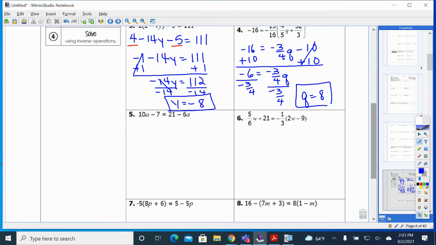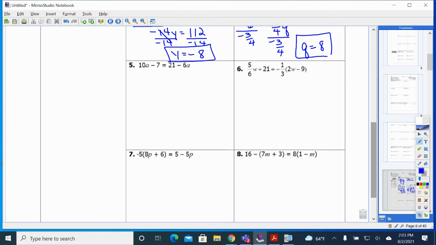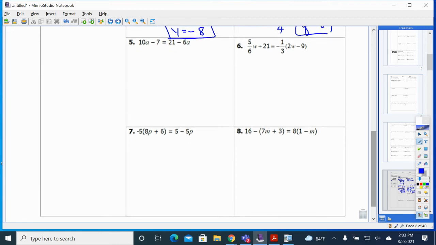Let me jump down to number 8. Jumping down to number 8. First step is to distribute. There is a minus here directly in front of the parentheses, so I would like to remind you to distribute that negative 1. So we have 16, negative 1 times 7m is negative 7m. Negative 1 times positive 3 is a negative 3, equals, distribute the 8, 8 minus 8m.